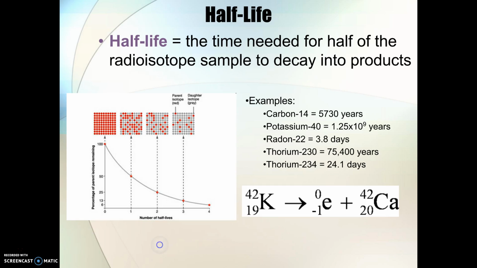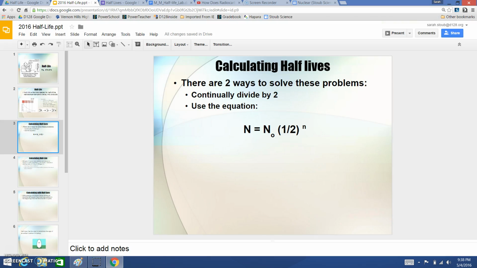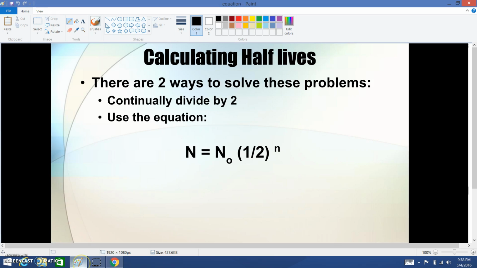Okay, what we're going to do here is take a look at how we can calculate things. I've got to do it with different screens so I can write on it. There are two ways to solve half-life problems. Way number one is just keep dividing by 2. If you go through one half-life, you divide by 2 and you've got half left. So if you had 100 radioactive atoms to start with, divide by 2 and you're left with 50. If another half-life goes by, divide 50 by 2 and you get 25. So that's one way you could solve them, or you could use the equation.